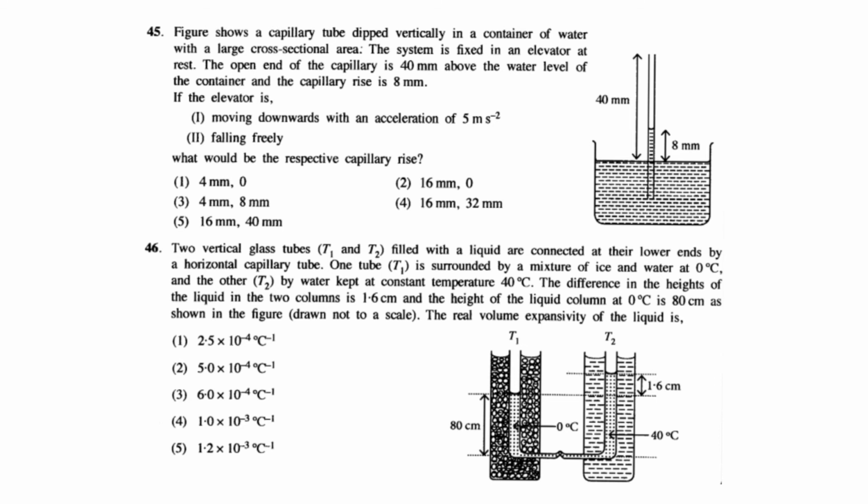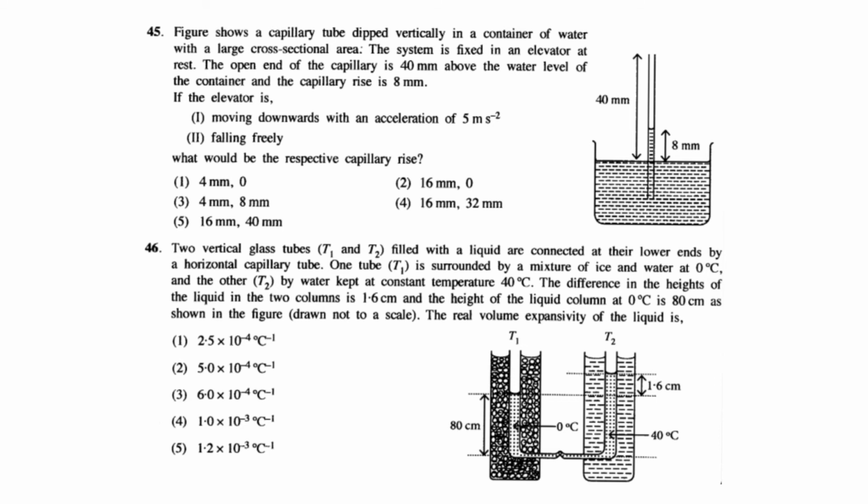Let's consider the second situation. There the system is falling down freely. That is, it's falling down with the gravitational acceleration. So we use F equals ma for the system. Mg minus R equals ma. R equals m times (g minus a). g is 10 and acceleration is 10.